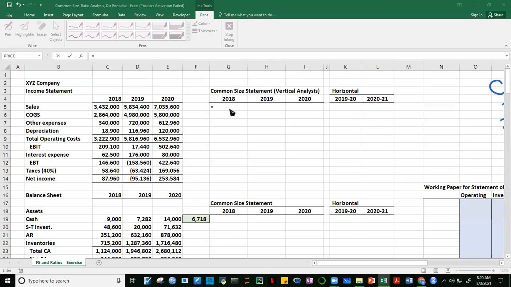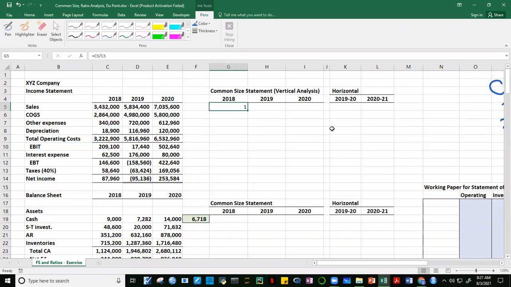Any suggestion, guys? What will our formula be? C5 divided by C5. Okay. Thank you, Theo. So the suggestion from Theo is C5 divided by C5. Okay. Enter. All right. So we expect it to be 100%, no? Because it's sales divided by sales.